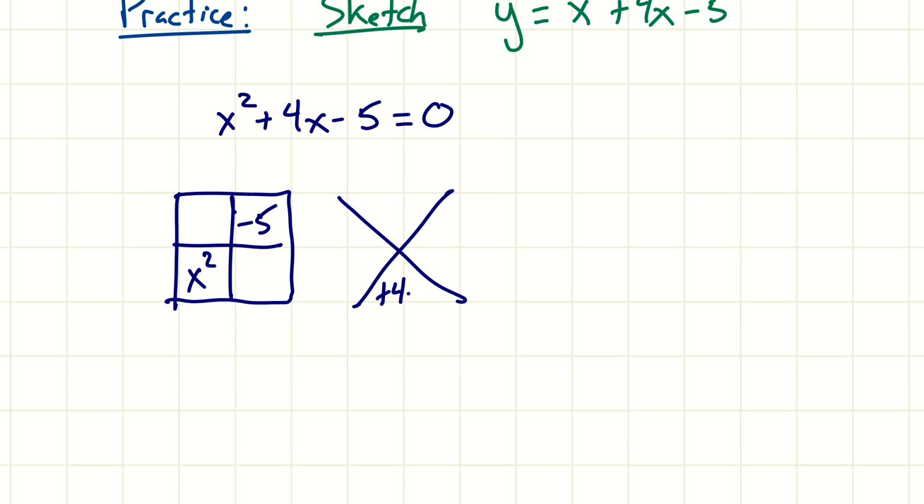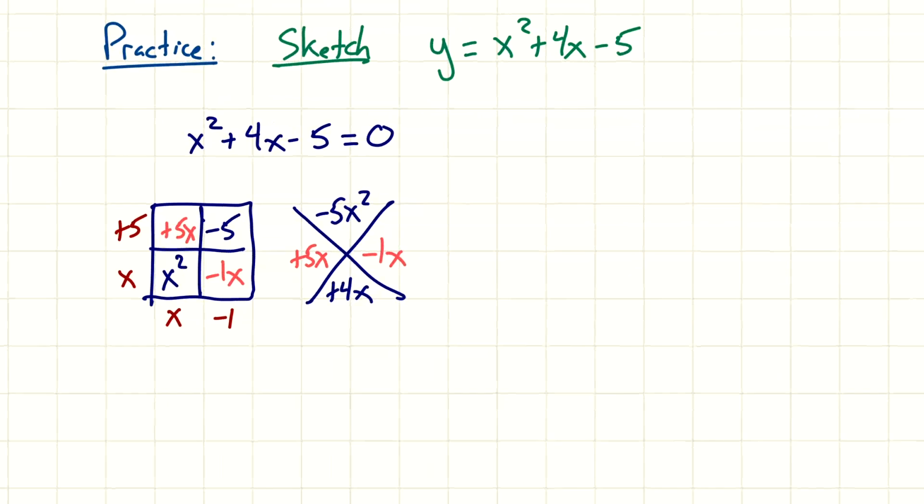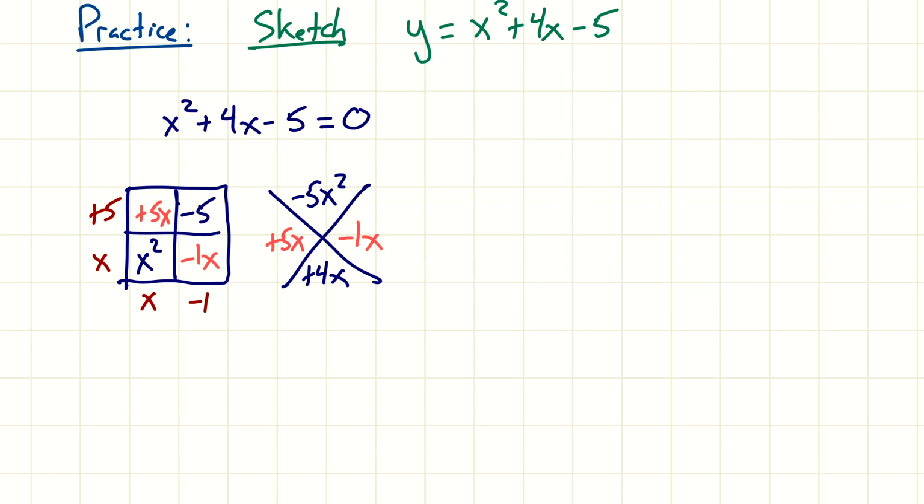This is a plus 4x, negative 5x squared, and I'm looking for two numbers. So this is going to be a positive 5x and a negative 1x should work. And so 5x, negative 1x. And then I'm looking for my factors on the outside, which would be x and x, negative 1 and positive 5. All right, so now what I have are my factors.